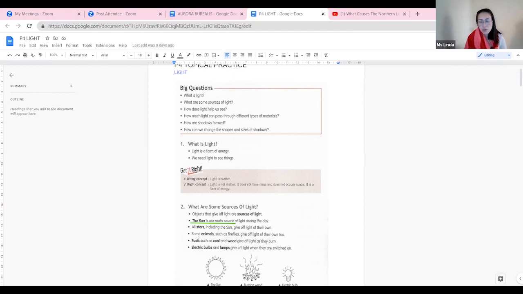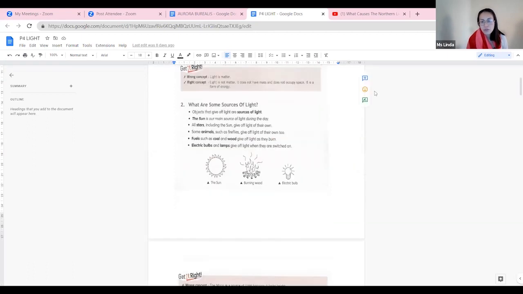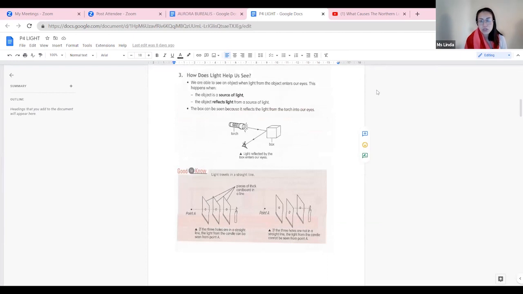Okay, now fuel and coal. I'm going to underline this so that you know what the examples are. Fuels such as coal and wood will give off light when we burn them. Other sources are electronic ones, bulbs and lamps, which are invented by men. This video is recorded, so you can copy after that. I'm just going to go through the key points.